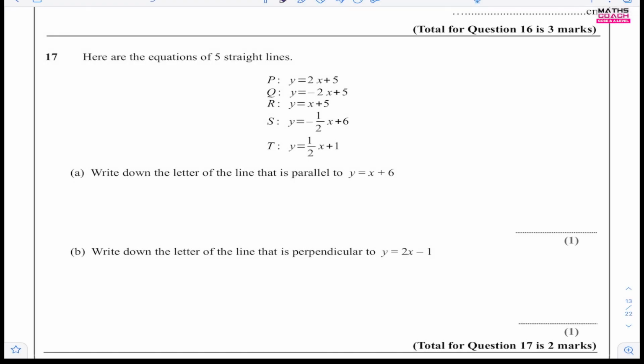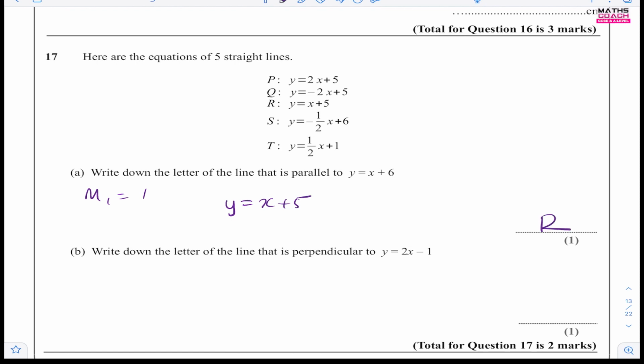So question 17, here are the equations of 5 straight lines. Write down the letter of the line that is parallel to y is equal to x plus 6. So when two lines are parallel, they both have the same gradient. So what is the gradient of this right there? The gradient of that is 1. So we are looking for something that has a gradient of 1. So if you have a look through your list, you will see that this right there has a gradient of 1 as well. So the equation that we're looking for is y is equal to x plus 5, and the letter that we need to write here is r.